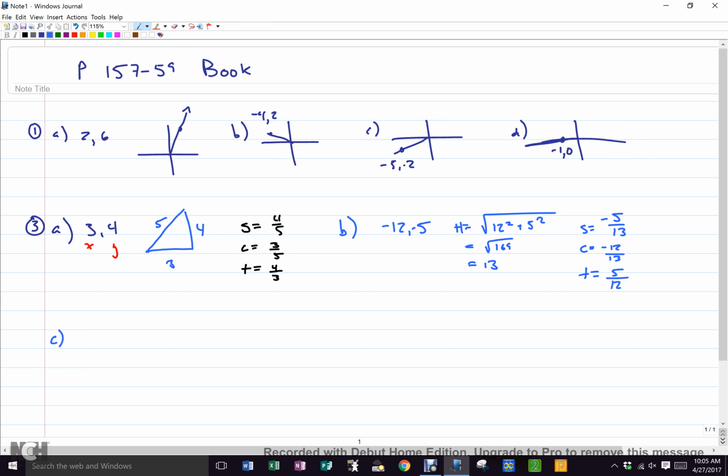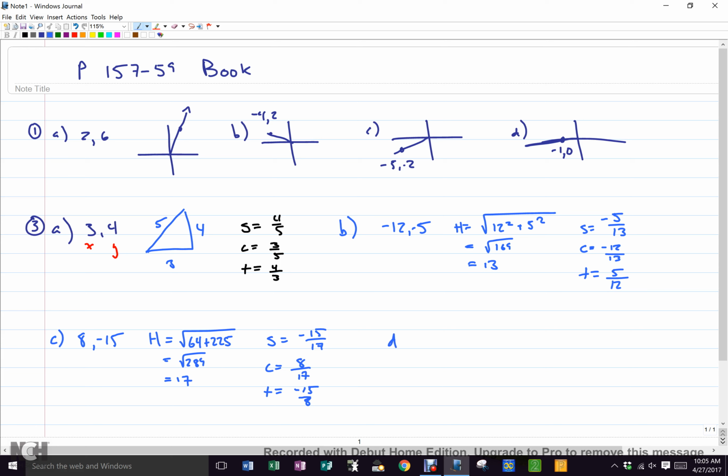C was (8, -15). So your hypotenuse is once again the root of 64 plus 225, which is root 289, which is 17. So your sine is negative 15 over 17. Your cos is 8 over 17. And your tan is negative 15 over 8.